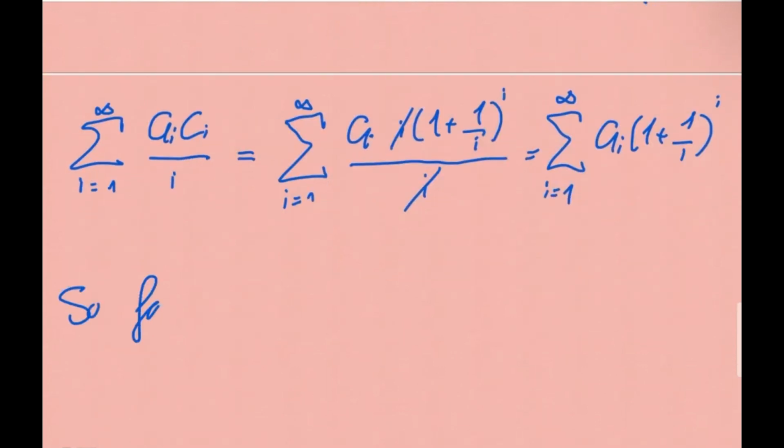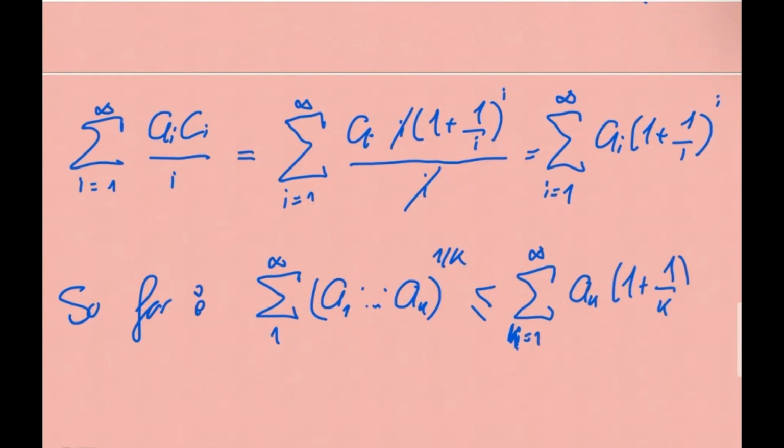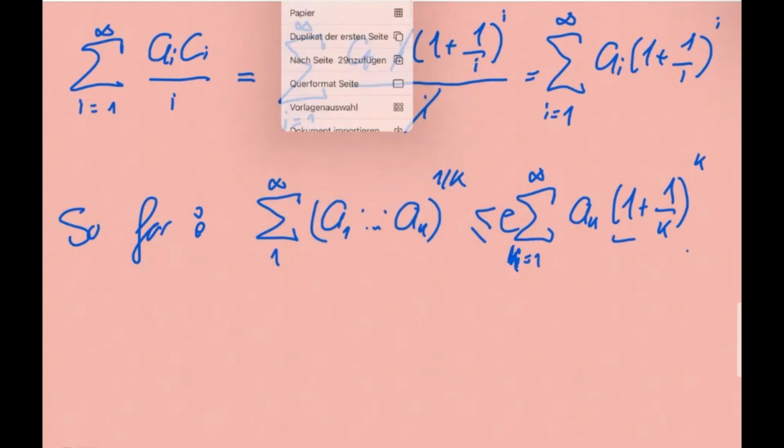So what do we have so far? The summation of (a_1 till a_k) to the power of 1 over k from 1 to infinity is smaller or equal to the summation from 1 to infinity. Actually, we can now just say that it's the same. We only have one index, so we can use k as the index: a_k times (1 plus 1 over k) to the power of k. This is even stronger than what we wanted to show. We wanted to show Carleman's inequality, which had an e on the outside and this here non-existent. But this is even stronger.